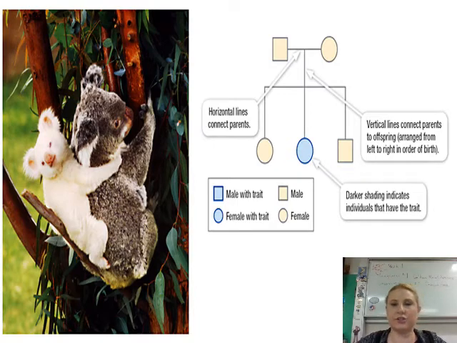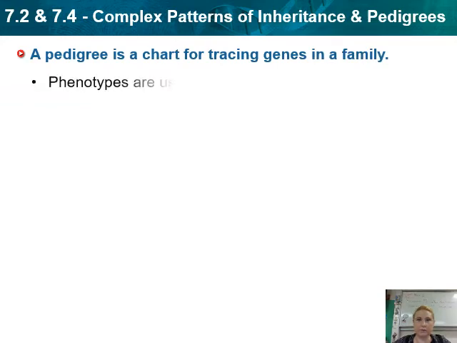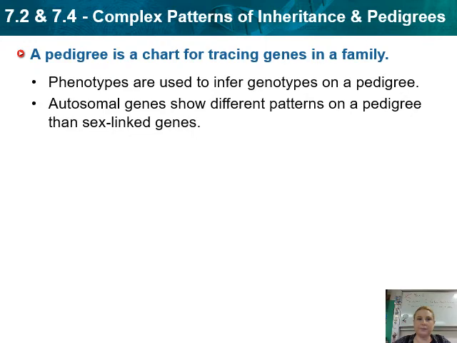And you can see there's different shading on these. Now we're going to follow different traits, and we're going to get more into this later on this week when we watch a video and do a handout about pedigrees. So a pedigree is a chart for tracing genes in a family. Now phenotypes are used to infer, or guess, the genotypes on a pedigree. So if we look at the physical characteristics, we can determine the genes based on this.